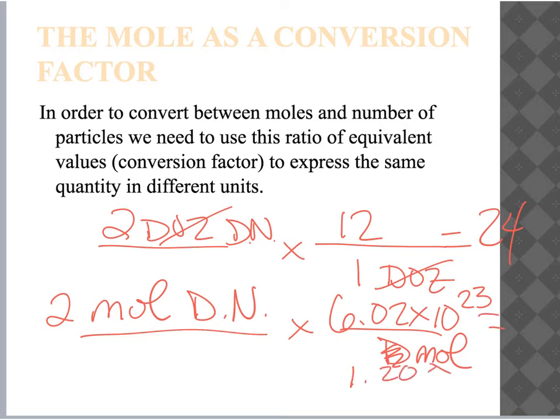1.20 times 10 to the 24th donuts. But it works the same way. If we have a mole on top here, we want to make sure that we're putting mole on the bottom of the next conversion.